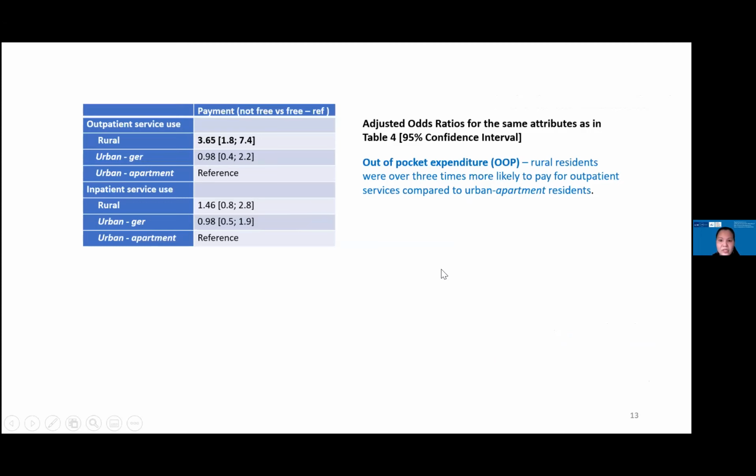Additional analysis that we did was to look at whether people pay for services or not. As I mentioned, even if services are free, out-of-pocket expenditure is prominent, and rural residents were 3.65 times more likely to pay for outpatient services compared to urban apartment residents.